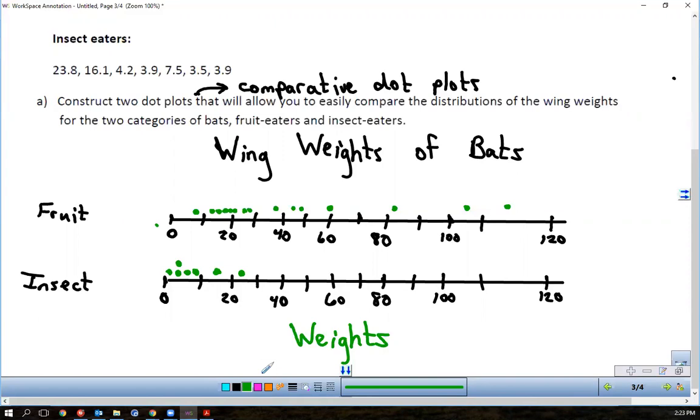And then one that I kind of added, I mean, that all sounds good and all, but insect eaters only have how many observations? Yeah, 7 or 8. The fruit eaters have more. So who knows, if we would have collected more insect eaters, it may change the data. It might not, but it could. So that's kind of what I included in my description.